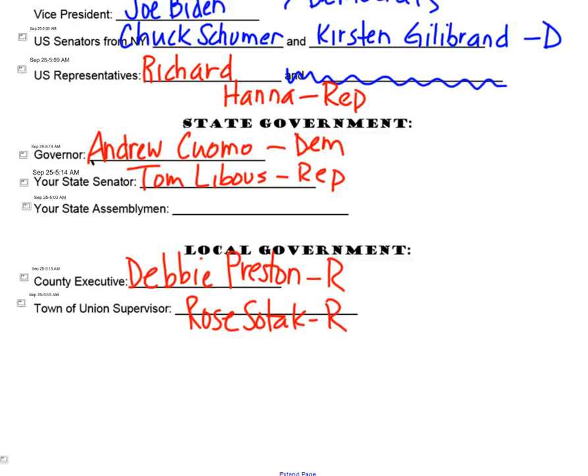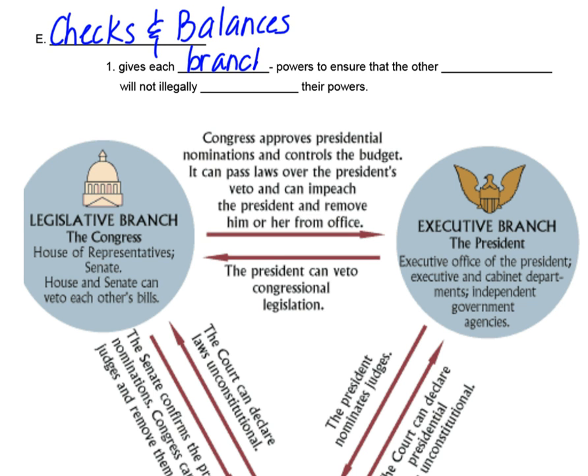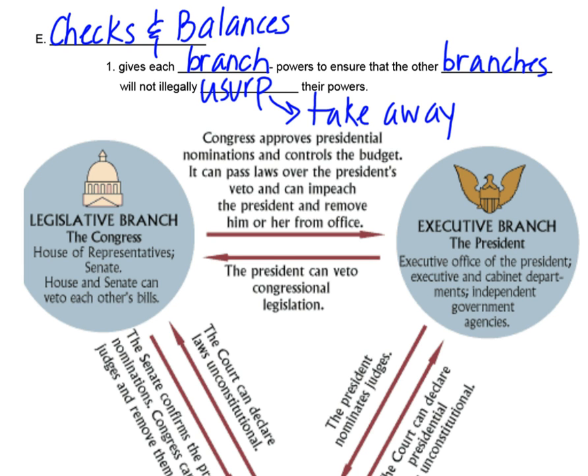So let's go to the next page, which I think is this page with checks and balances. All right, so each branch has powers to ensure that the other branches will not illegally usurp, okay? And you know what usurp means? Take away their powers. All right, so this would be helpful if you had a highlighter right now, but if you don't, you can definitely just underline.